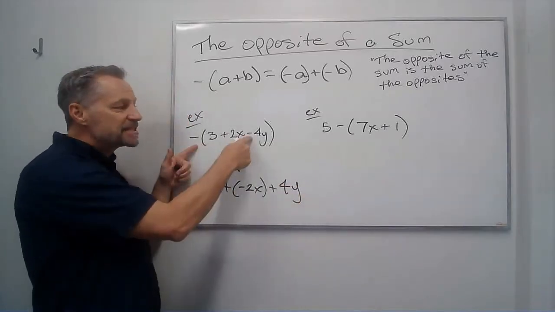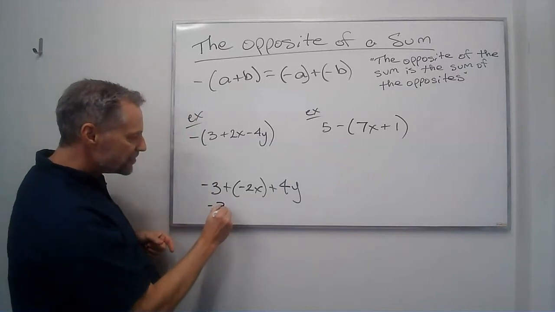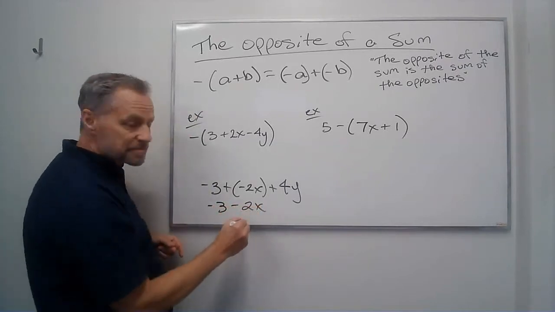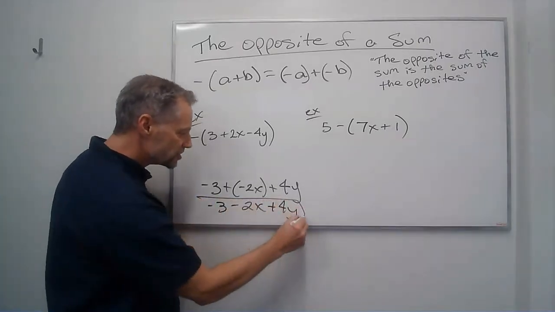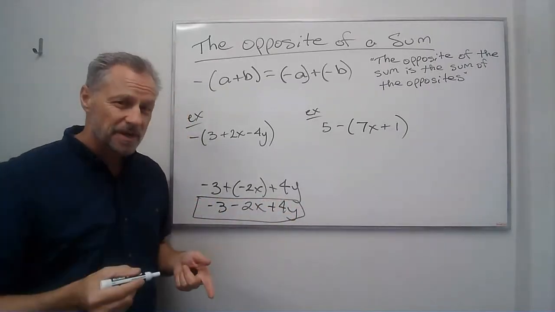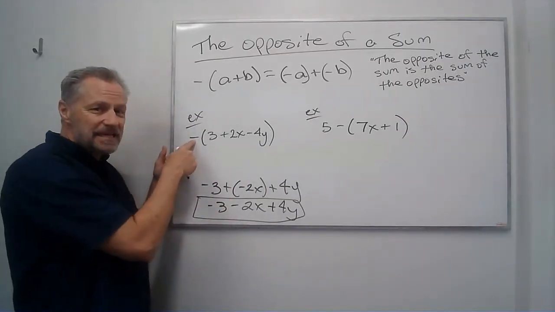And notice essentially these two negatives just cancel each other out. I'll show you that in a second. But so I get negative 3. Usually we write it as minus 2x plus 4y. And that's my answer. Those aren't like terms. I can't combine them any further. I just stop there.